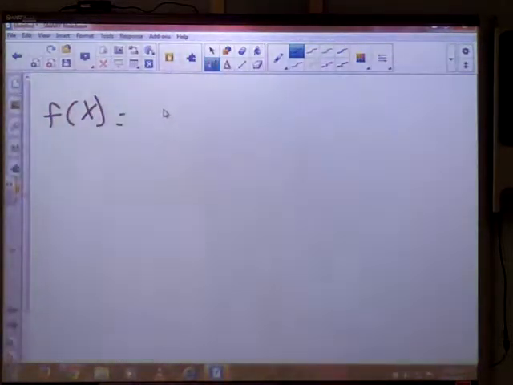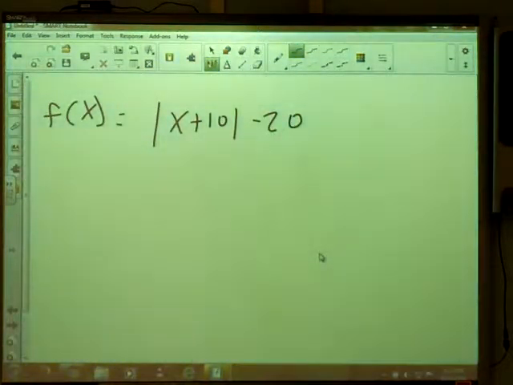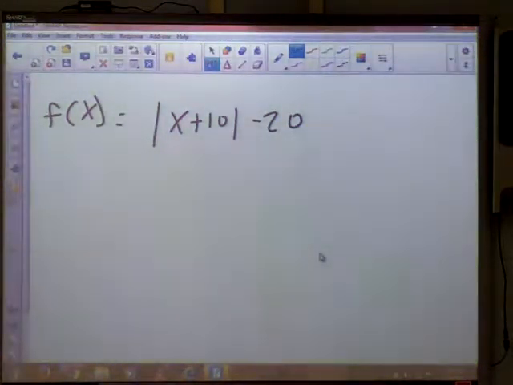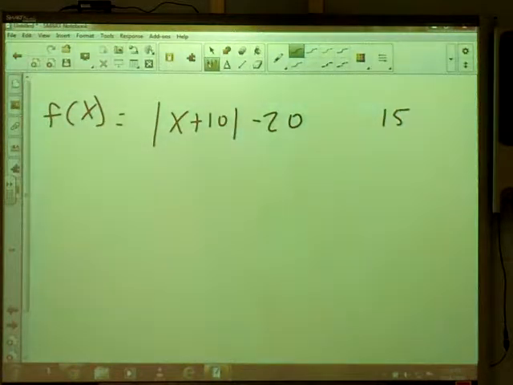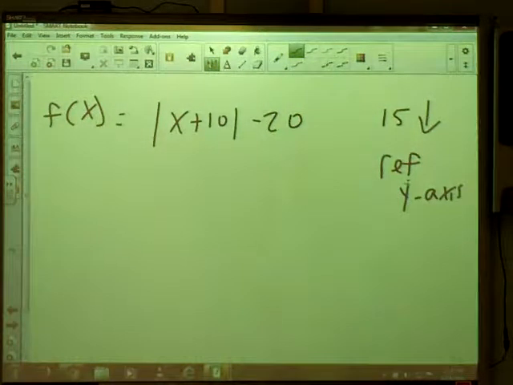F of x equals absolute value of x plus 10 minus 20. So just added some more stuff, make it look a little bit more complicated, but it's not. All right, we'll do one with you, and then I'll let you try one on your own. First thing we're going to do in our combo here is move it 15 units down. After I move it 15 units down, I'm going to reflect it in the y-axis.